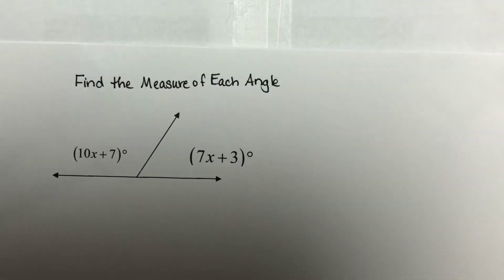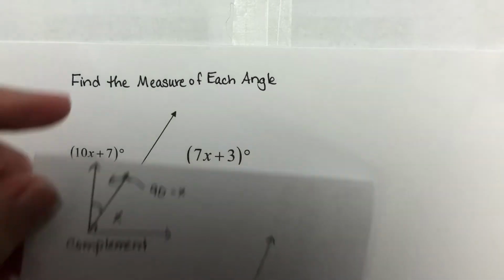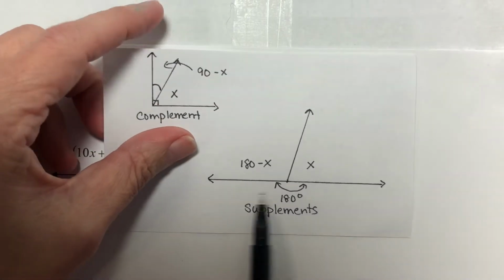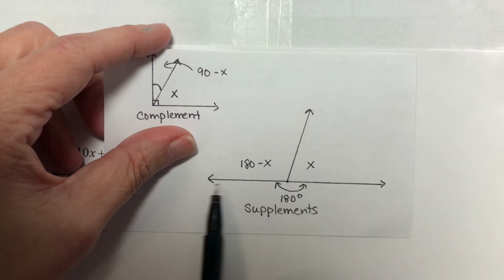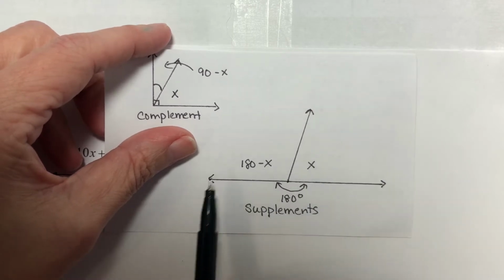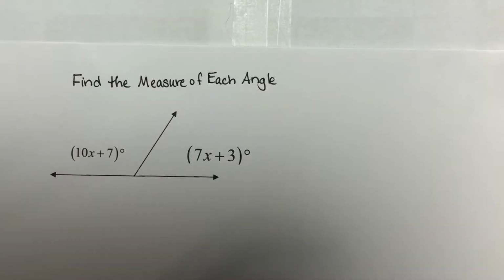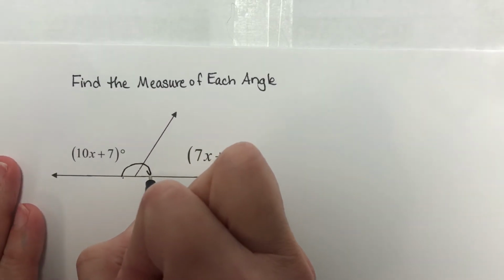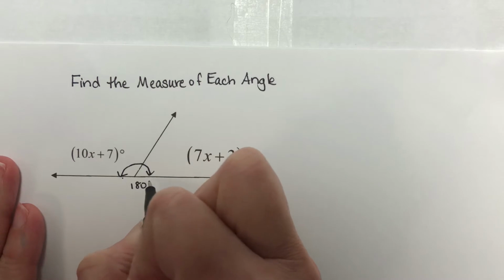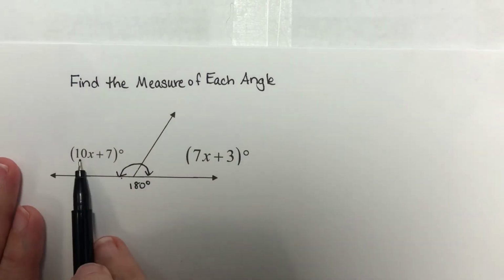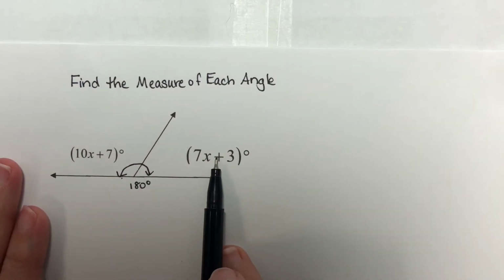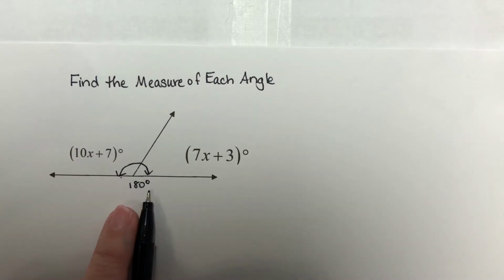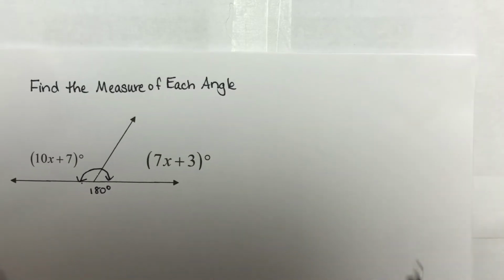This first one, if you look at what we did last time, we were talking about a supplement, and those two angles, we said that they added to 180 because they made up a straight line. The same thing's happening here. This whole angle from here to here is 180 degrees. So maybe I don't know what this angle is, and I don't know what this angle is, but I know that if I add them together, I should get 180. So that's what I'm going to do.